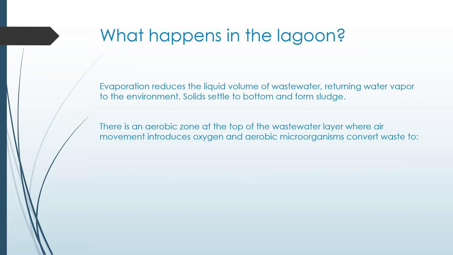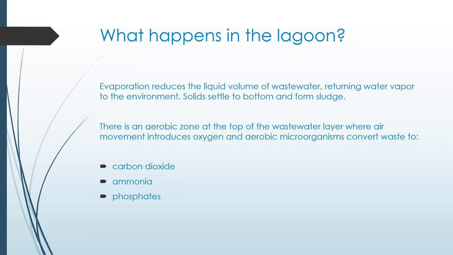So what happens in the lagoon? Evaporation reduces the liquid volume of wastewater, returning water vapor to the environment. The solids settle to the bottom and form sludge. There is an aerobic zone at the top of the wastewater layer where air movement introduces oxygen and aerobic microorganisms convert waste to carbon dioxide, ammonia, and phosphate. So one thing to point out here is that just as is the case with the septic systems, you've got a similar type of bacteria, in this particular instance aerobic bacteria in an aerobic zone, utilizing the oxygen to convert the waste.